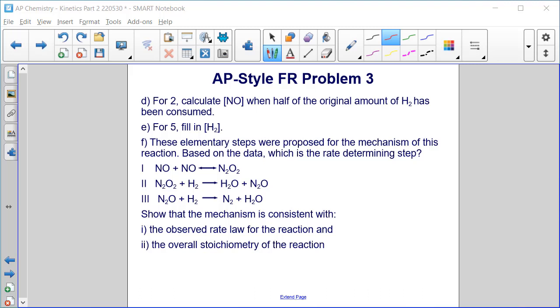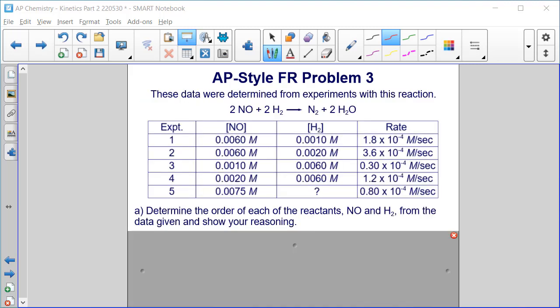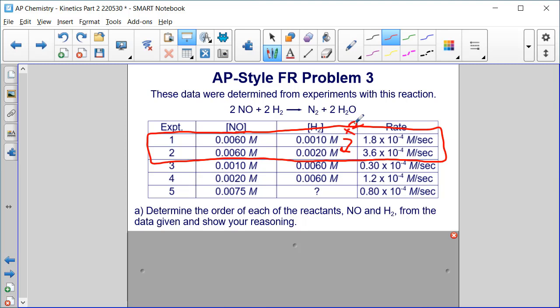All right, let's first determine the order of each of the reactants, NO and H2, from the data given. So we're going to start with experiments 1 and 2, where we're holding the concentration of the NO constant. So what's happening to the concentration of the H2 from experiment 1 to experiment 2? We are doubling it, multiplying it by 2.